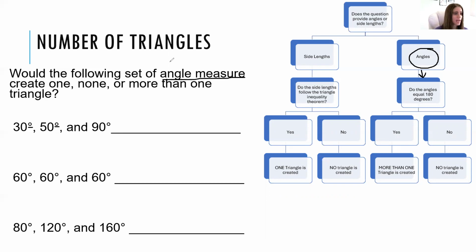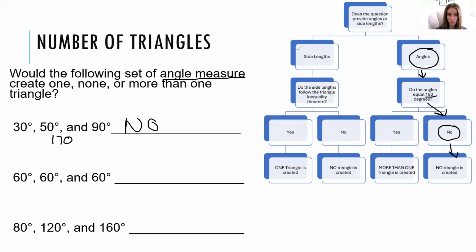Well, let's go ahead and add these up to see if we get 180. So 30 plus 50 plus 90 equals 170. So does that equal 180 degrees? No, which means we come to this part of our flow chart. So because we answered no, that means no triangle is created. That is not enough degrees. No triangle is created.